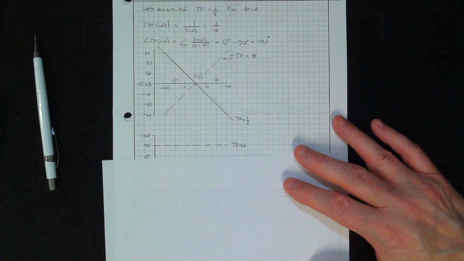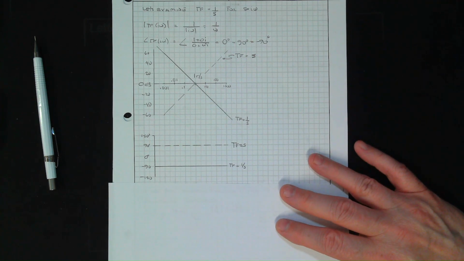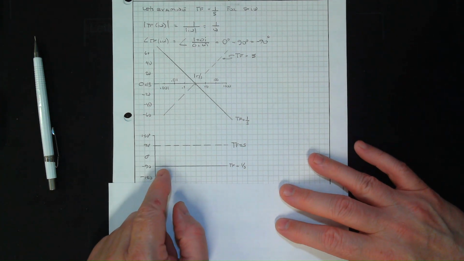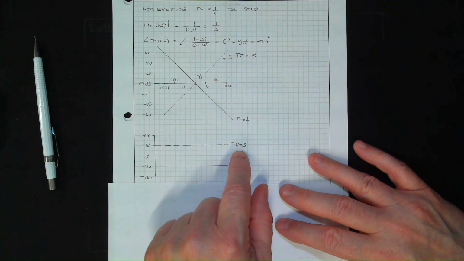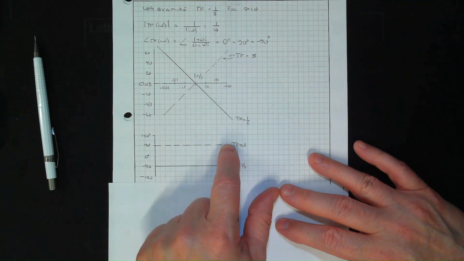The phase is really simple to plot. If you have 1 over s, it's minus 90 everywhere. If you had the s, it's plus 90 everywhere.